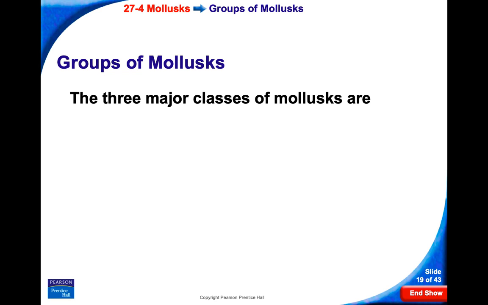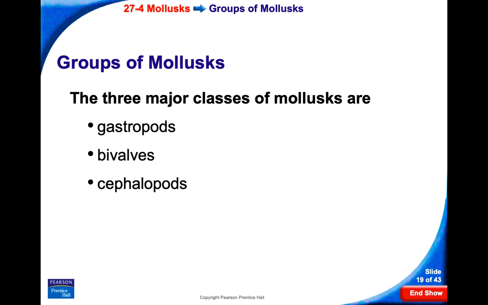Okay, and lastly, just quickly to at least list the groups of mollusks. These are the three major classes of mollusks, but like I said, we're going to have another set of notes that looks at them in more detail. So the first class are called gastropods, and then the second are bivalves, and the third are cephalopods.